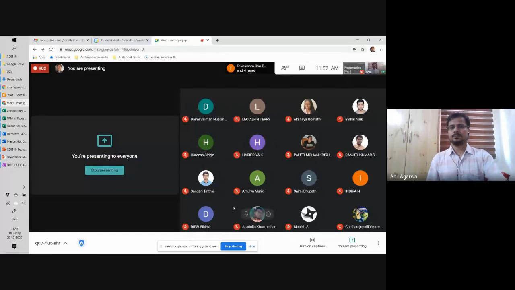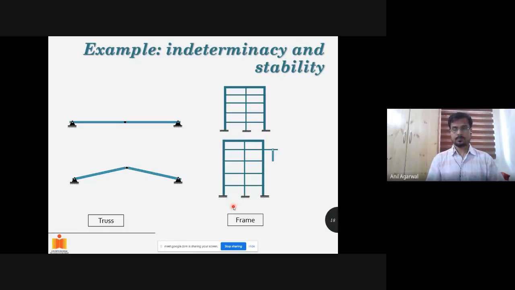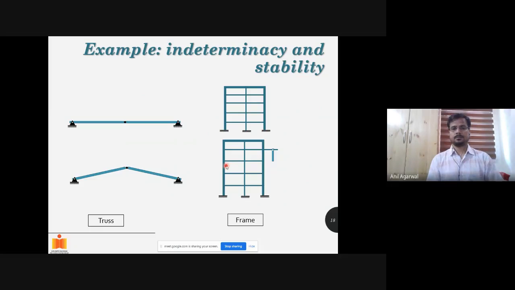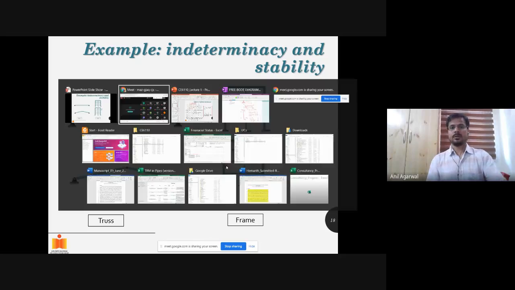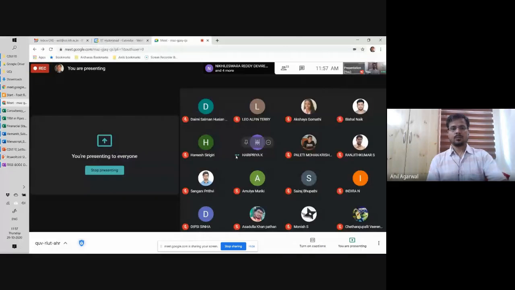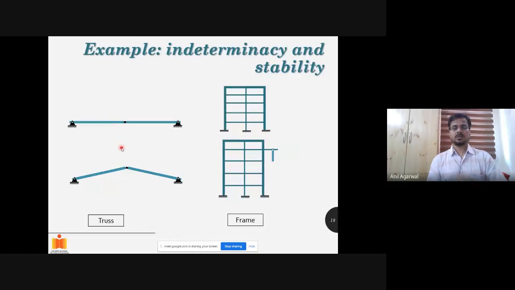Haripriya, do you want to answer? Between the 2 trusses, the one on the top and the bottom, which one is unstable? Haripriya, unmute your mic. Which one seems like an unstable structure? Second one. The second one is unstable. How about the first one? That's stable.